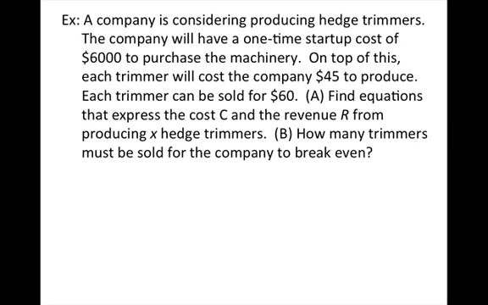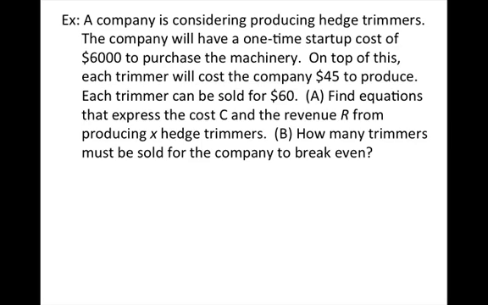In the next example, a company is considering producing hedge trimmers. The company will have a one-time startup cost of $6,000 to purchase the machinery. On top of this, each trimmer will cost the company $45 to produce, and they plan on selling each trimmer for $60. So first, I want to find the equations to represent the cost and the revenue for producing X hedge trimmers. So this is an example where I'm given the variables to use.